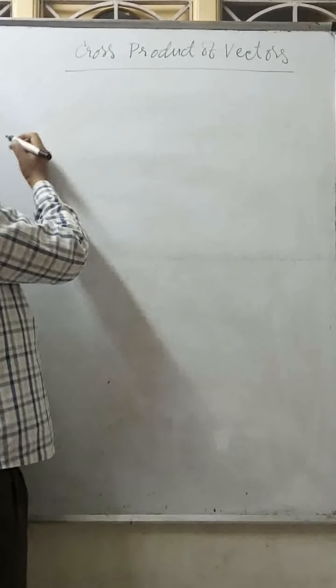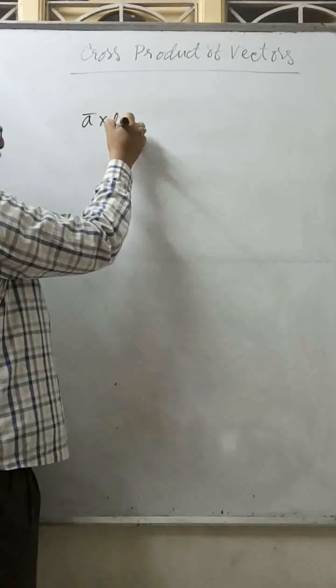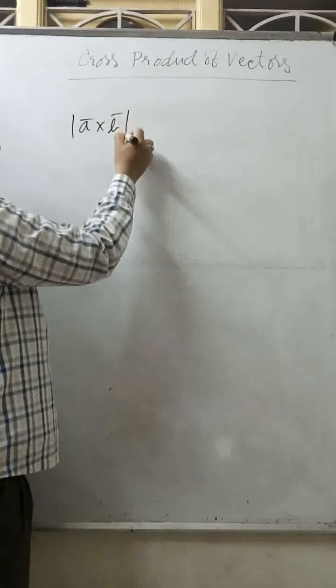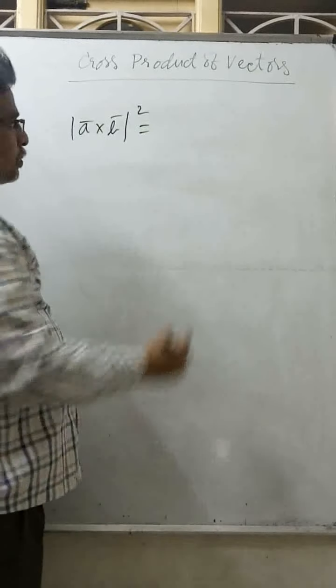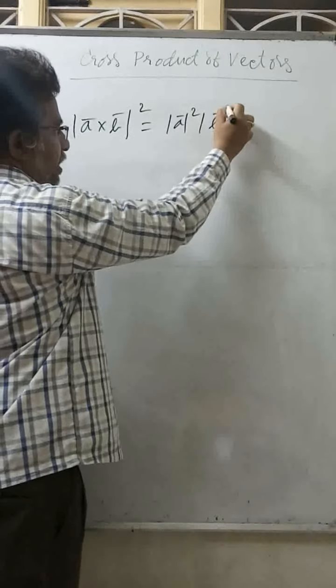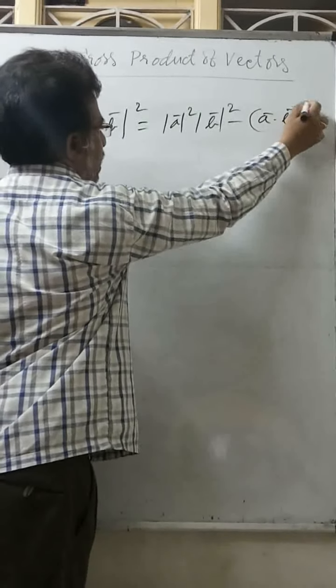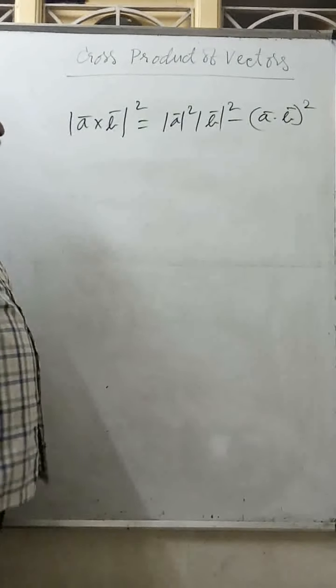Lagrange's identity. What is meant by Lagrange's identity? Modulus of a cross b whole square equal to mod a square mod b square minus a dot b whole square. This is called Lagrange's identity.